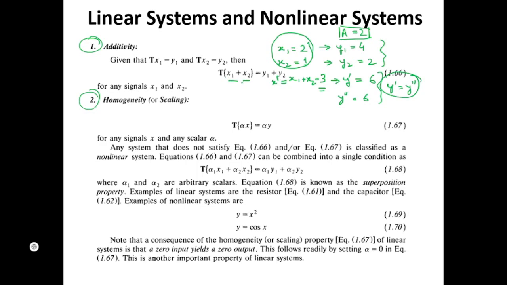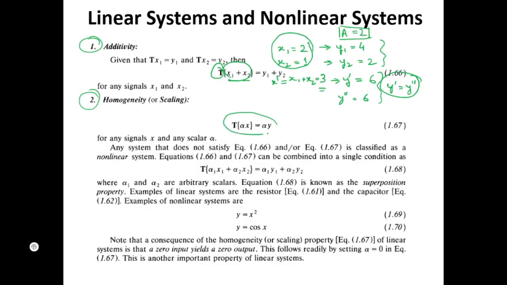This x1 plus x2 is the independent addition of the inputs. So independent addition of the inputs, then we are having this transfer function operator that will be giving us the output which is equal to the addition of the outputs due to x1 and x2. Are you getting my point? This is clear.